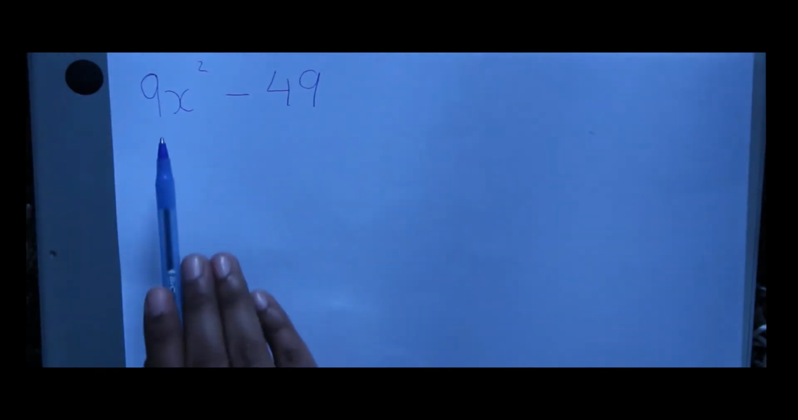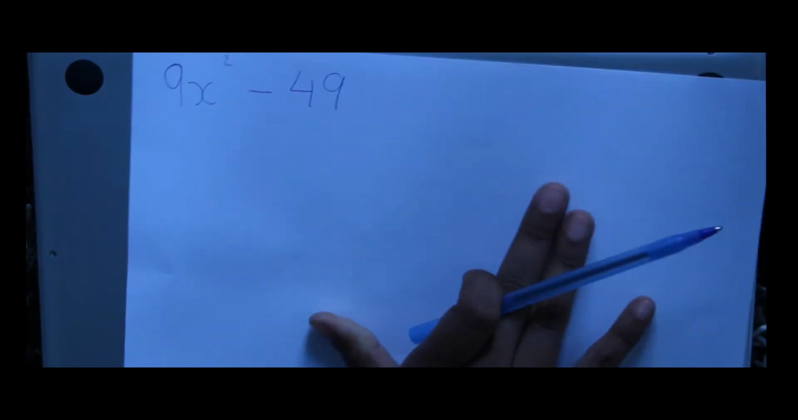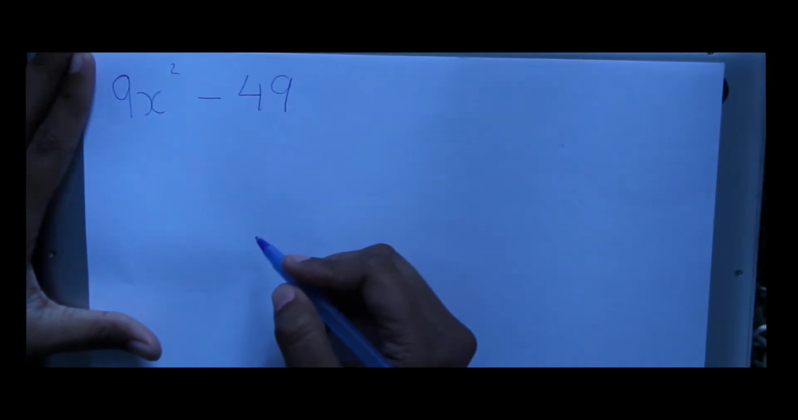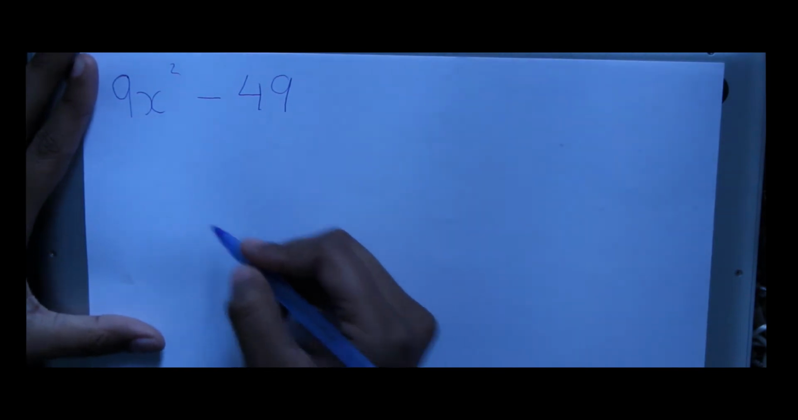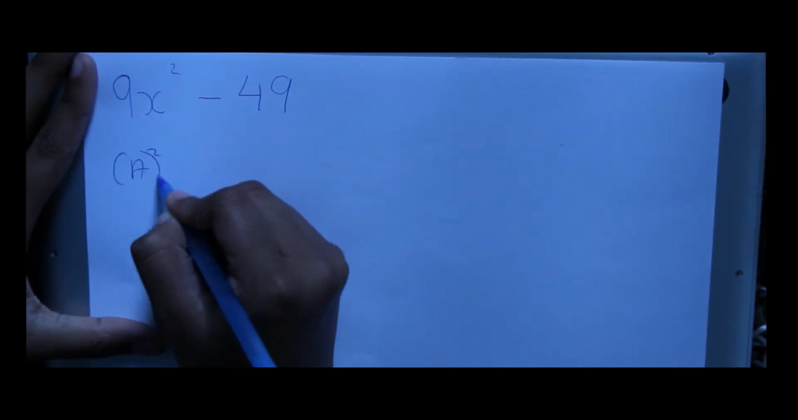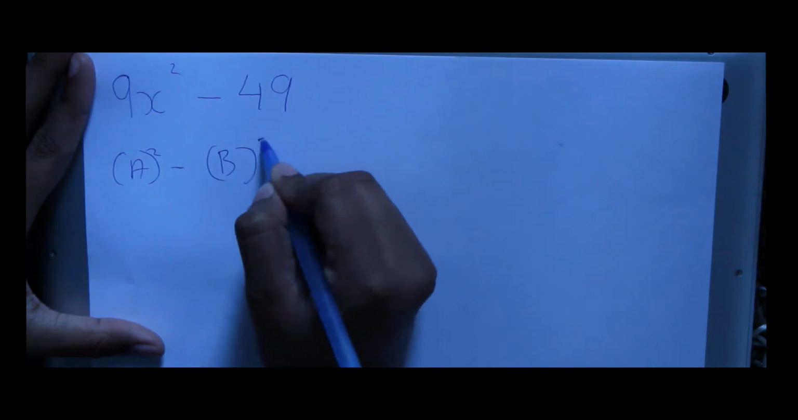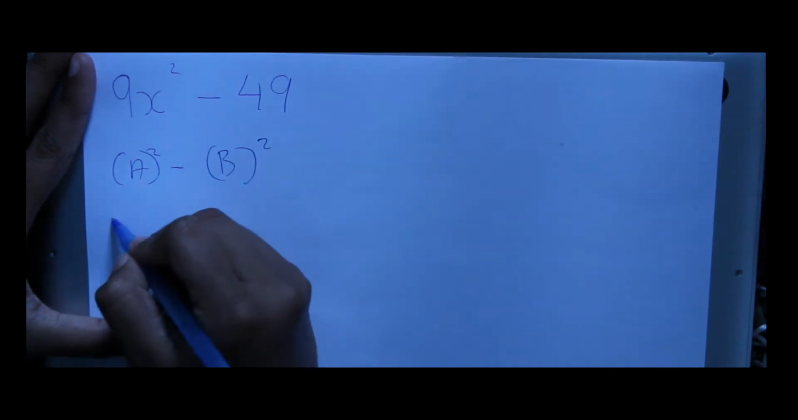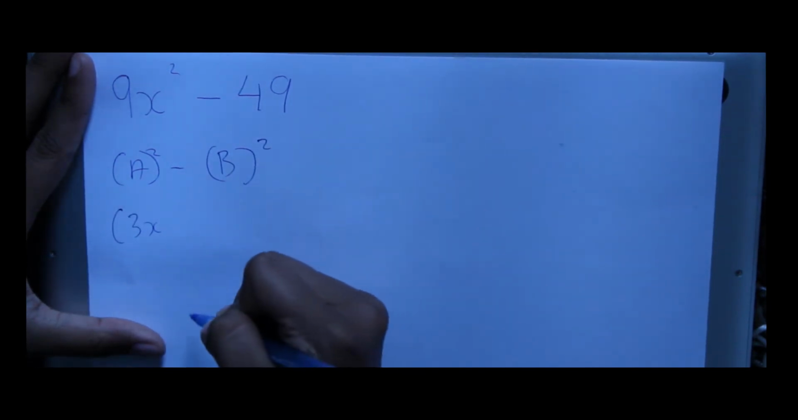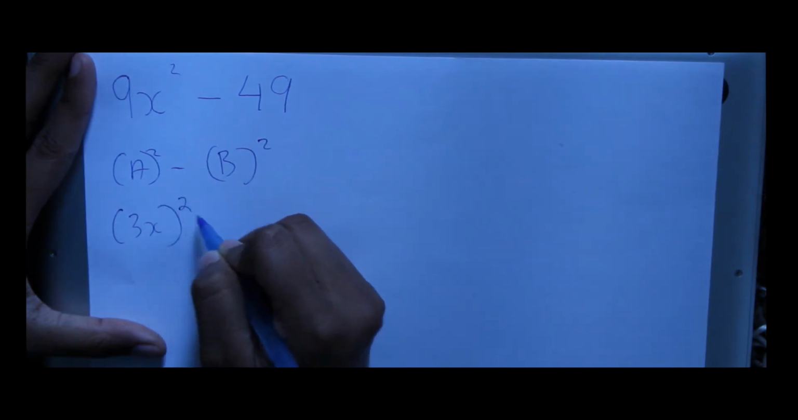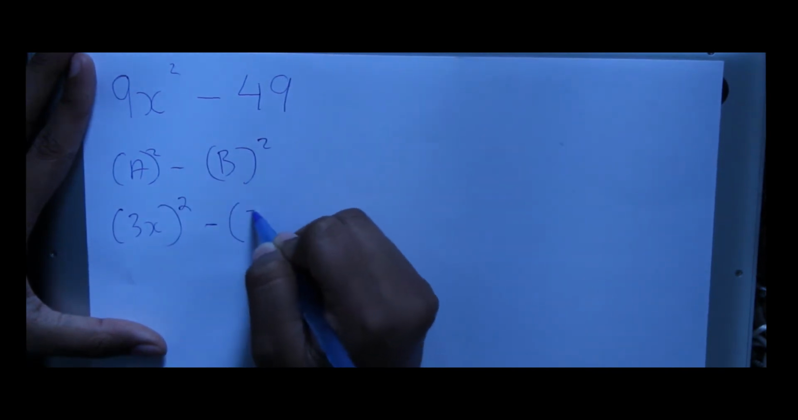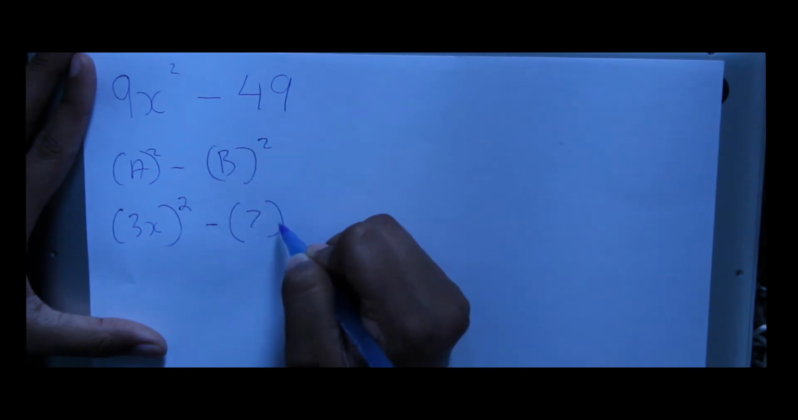The first step to factor this expression is to find out what kind of expression it is. This kind of expression is called difference of squares. We can identify this as difference of squares because it is one complete square subtracted by another complete square. The first thing you want to do to factor this is to change it into a squared minus b squared. So the equation now becomes (3x) squared minus (7) squared.